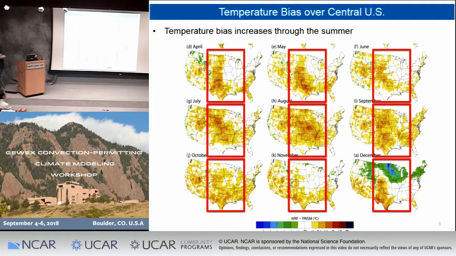But one of the issues that stood out for us was that spectral nudging helped the problem, but it didn't solve it, in that the temperature bias really increases throughout the summer. You can see here, circling this region of interest, we go from April through to July, August, September, where you can see this warm bias building up in the central part of the US.